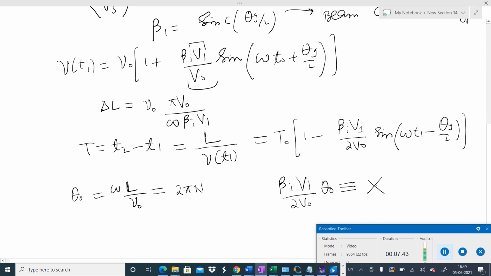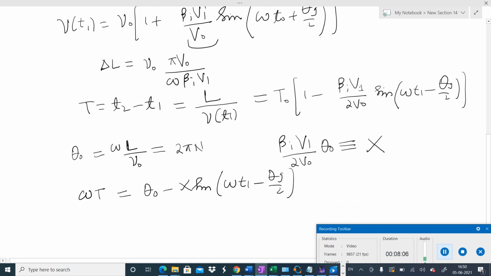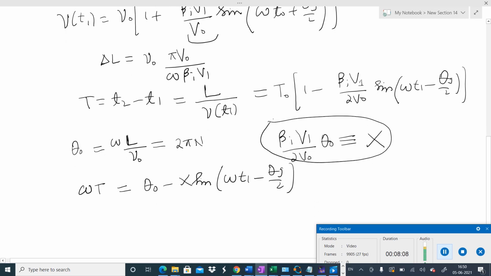And then we could write this angle corresponding to the time between the buncher gap and the catcher gap, omega t, as theta naught minus x sine of omega t1 minus theta g by 2. And this x, which is a very important parameter, is called the bunching parameter of the klystron.